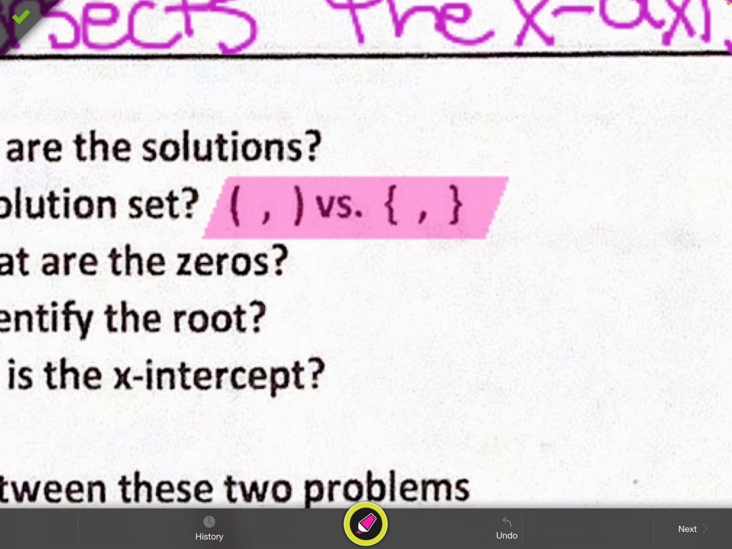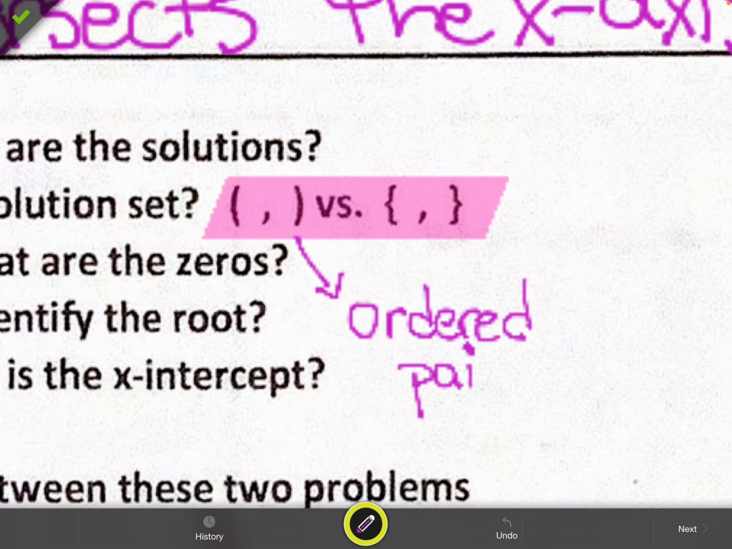The first set is a parentheses. Okay, and when you put an answer in parentheses, remember that represents an ordered pair. So I would write that down. When you put something in this type of notation, and some people try to say they're brackets, those are not brackets. If you look, they have a little curve in the middle there.